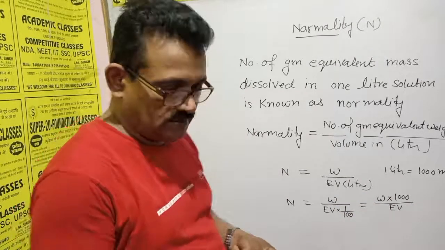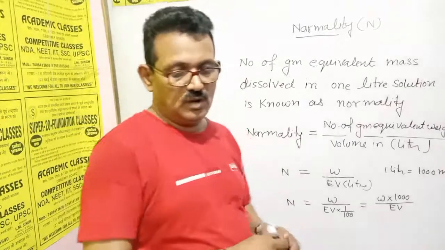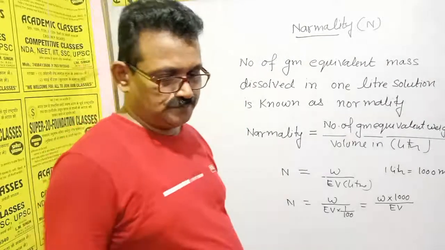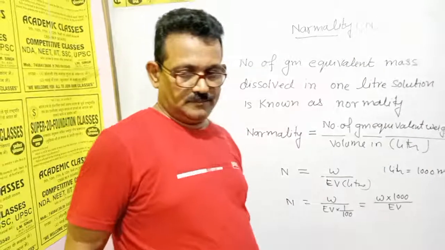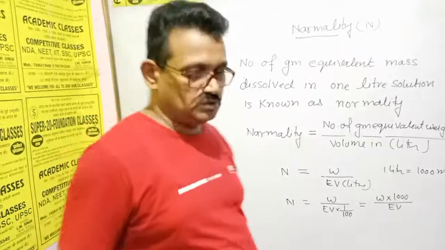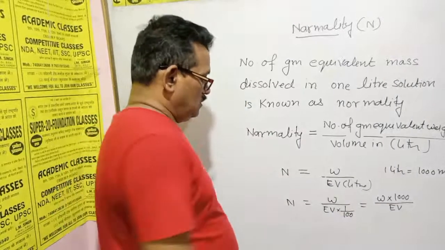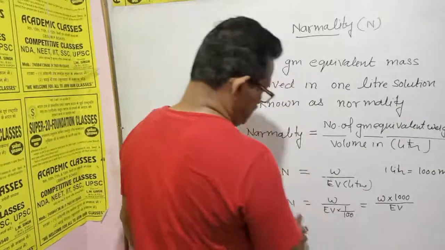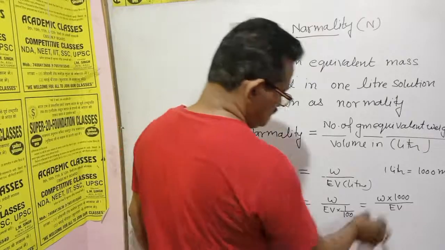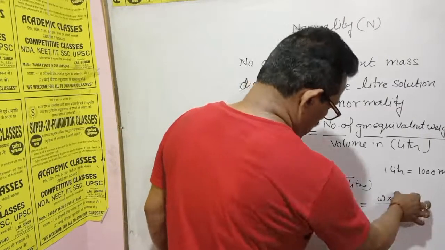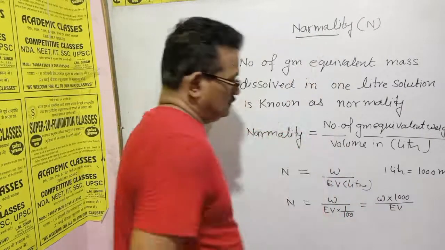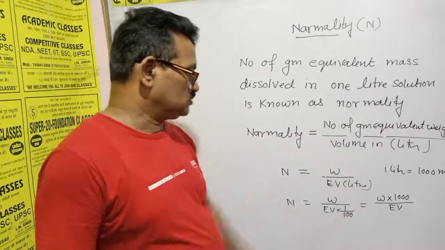Then student, you also note this point here, and you should have no confusion. Okay, this is the final formula of normality. Small n is equal to small w into 1000 upon E into V. Then you can also note this formula.